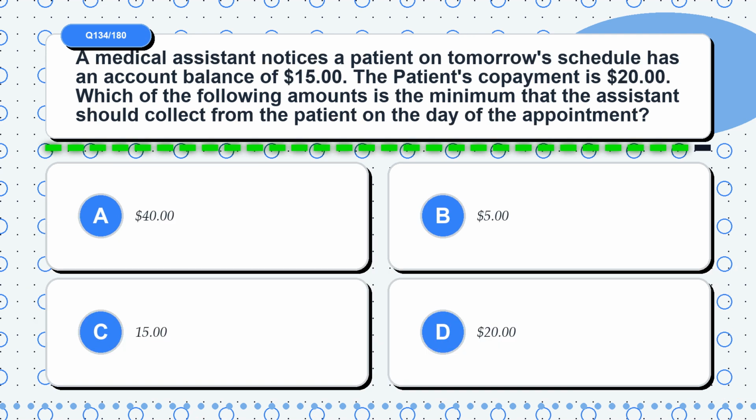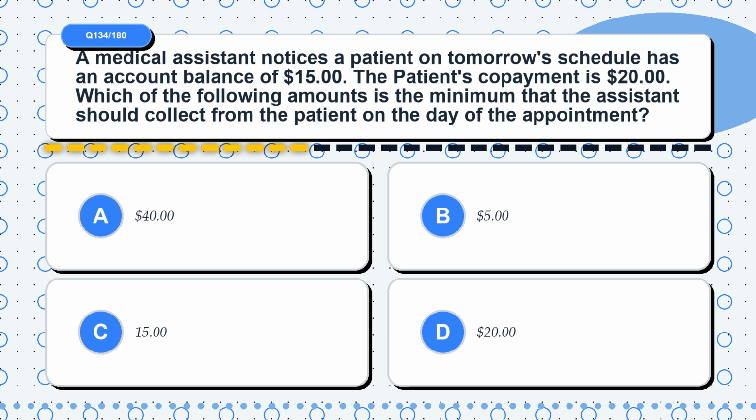Question 34. A medical assistant notices a patient on tomorrow's schedule has an account balance of $15.00. The patient's copayment is $20.00. Which of the following amounts is the minimum that the assistant should collect from the patient on the day of the appointment? Here are the options.